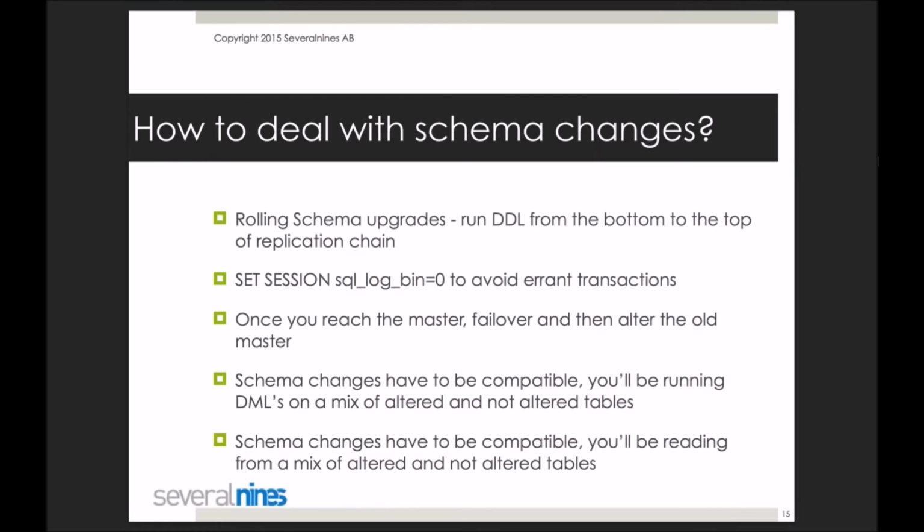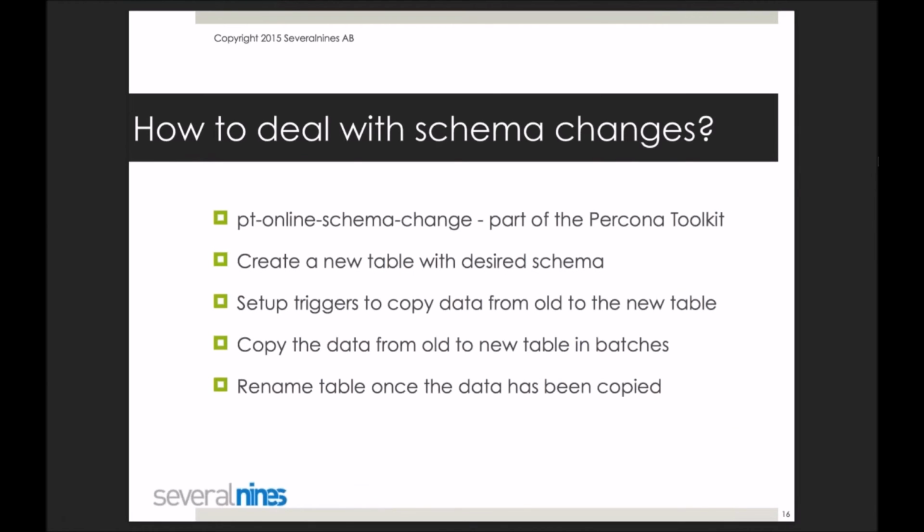So we just discussed the rolling schema upgrades, and let's talk about pt-online-schema-change, which is part of the Percona Toolkit. So in short, this tool creates a new table with the desired schema. It sets up triggers on the old table, which will mirror the changes to the new table. There is a background job using low priority inserts that copies the data from the original table to the new one. Once the process is done and the data has been copied, the rename table happens.